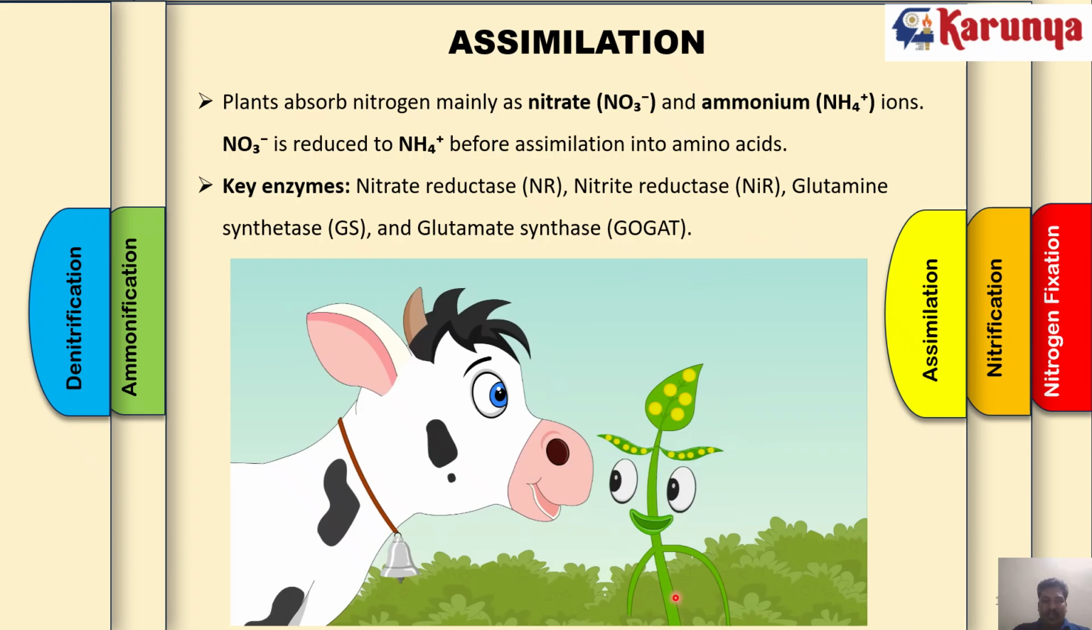Once nitrogen absorption takes place in the form of ammonium as well as nitrate, it can enter into the plant system and again be converted into the organic form.